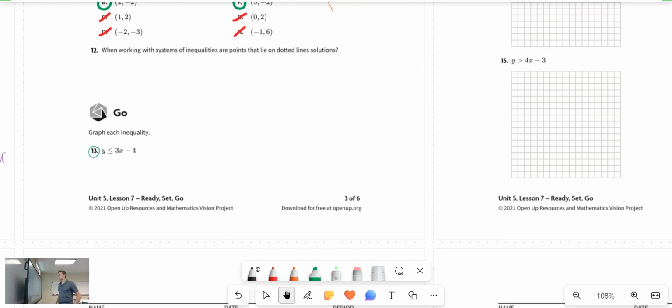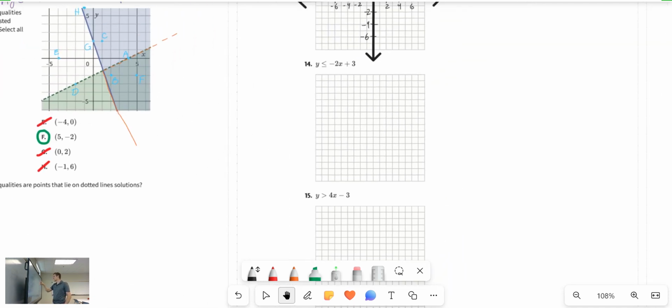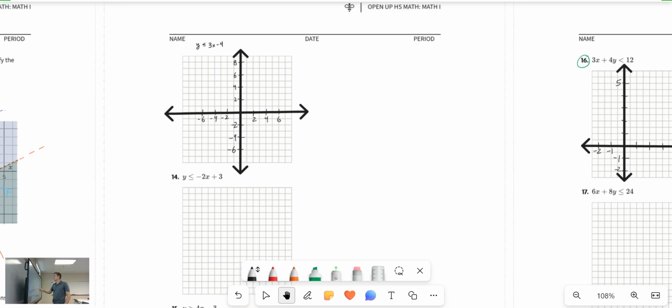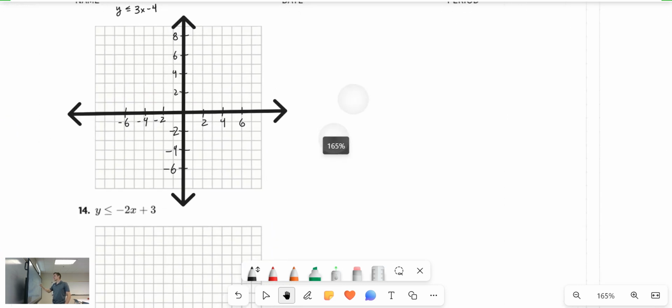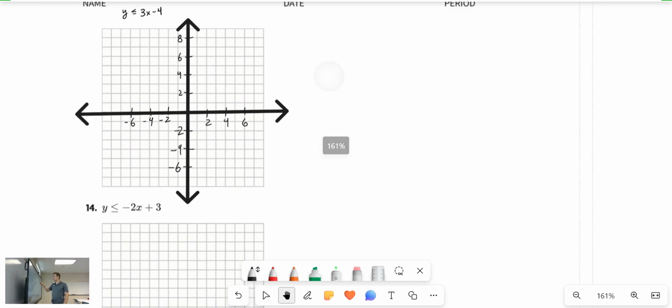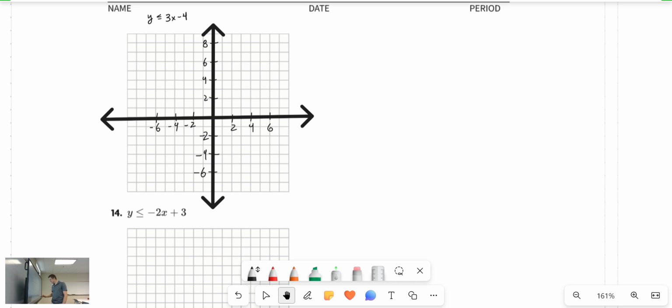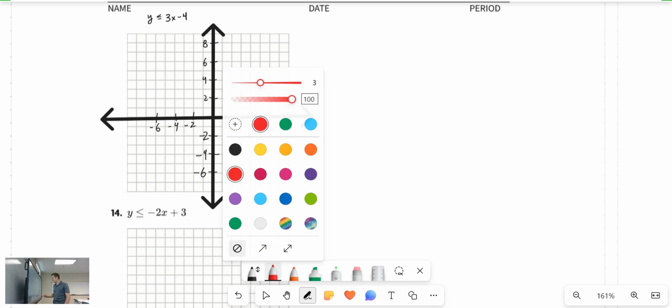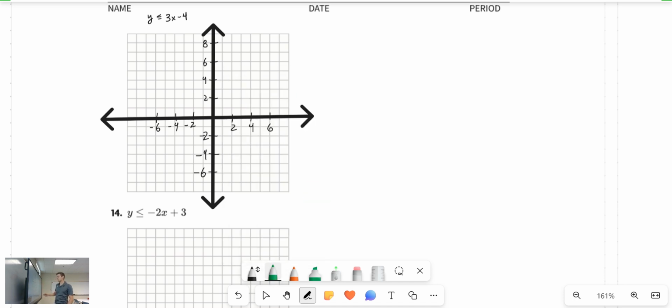All right, let's look down at number 13, graph each inequality. So y is less than or equal to 3x minus 4. It looks like they gave us space for the graph up here. So let's get this graphed real quick. First thing, we have less than or equal to, which means we're graphing a solid line.